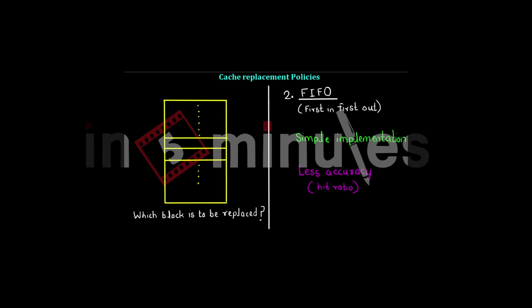However, the disadvantage is that it provides less accuracy. For example, even if a particular cache line was fetched at the very first time, it might be the one which is most frequently used, but at the time of replacement, it will still be removed from the cache memory. So it leads to a poor hit ratio. I hope you remember hit ratio, the number of hits divided by the number of cache accesses. So first in first out may lead to a poor hit ratio in the cache memory.